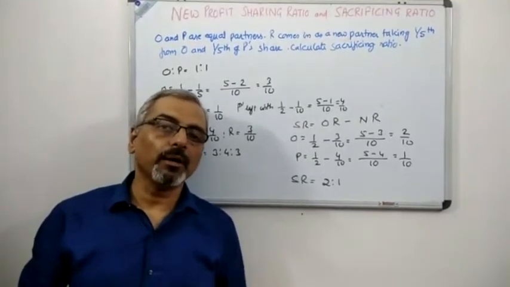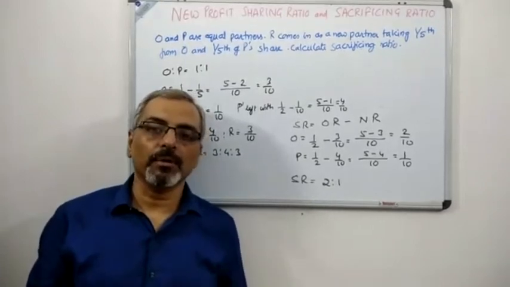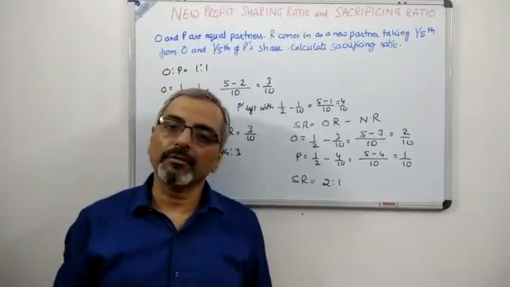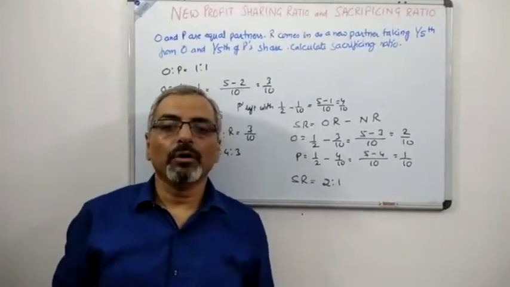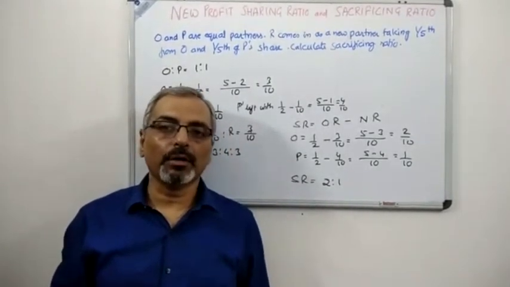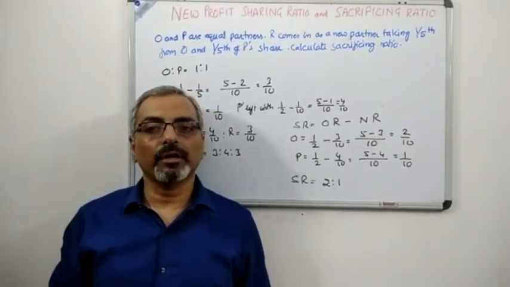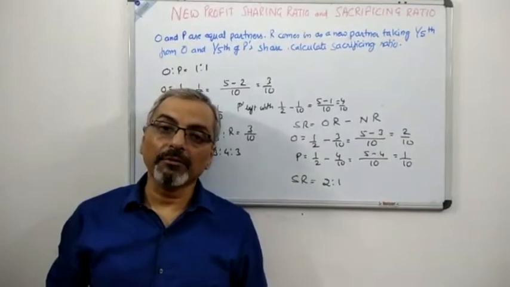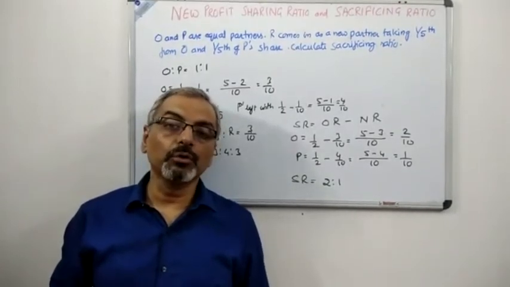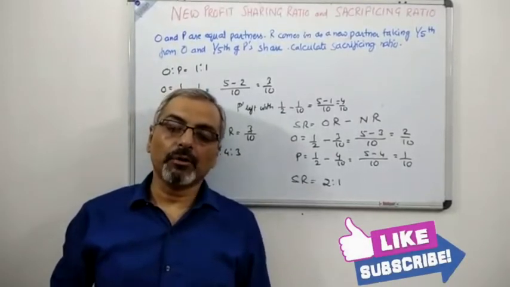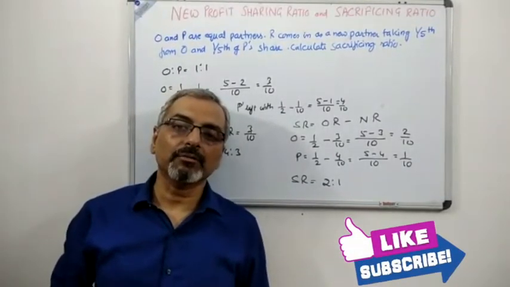I will soon come up with a new sum where we will talk about why we calculate the sacrificing ratio. As you know, sacrificing ratio is a very important calculation, and it is required whenever we take the concept of admission, because we have to see how much goodwill has to be paid to the sacrificing partners. For that we calculate the sacrificing ratio.